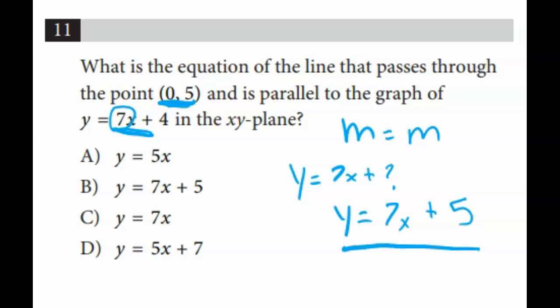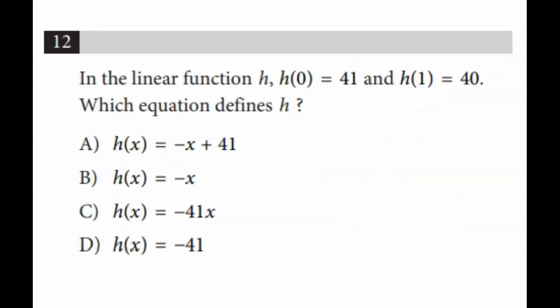So let's look at the answer choices. A is out because it doesn't have a b, because the b is 5, and the slope's wrong. B is looking pretty good. That's exactly what we drew. C has no y-intercept. And then this is the incorrect slope, so we know B is the best answer choice for number 11.